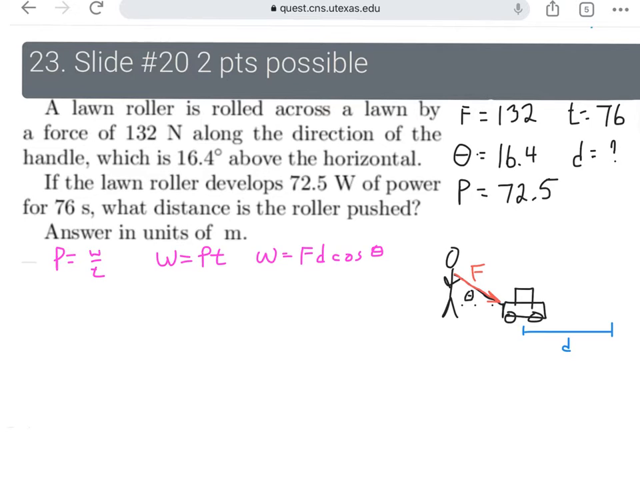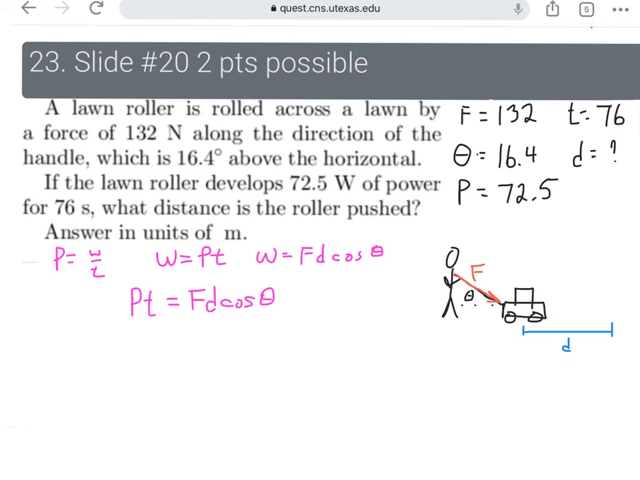So our displacement is horizontal. The force makes an angle that is at 16.4 degrees. So in this case, the angle they give us is also equal to the angle between the force and the displacement. Alright, so if I merge these two equations together, then what I'm going to end up with is power times time is equal to force times the displacement times the cosine of theta.